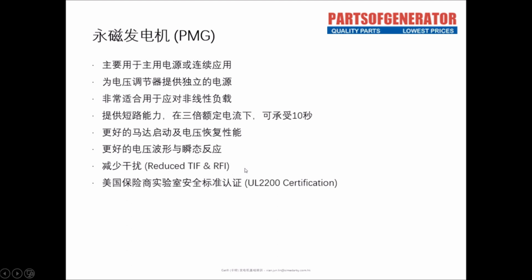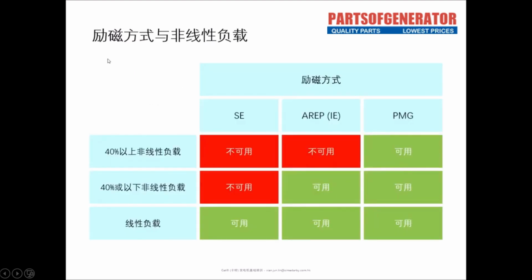The voltage waveform is good, closer to the ideal sine wave. The transient response is also fast, and it has less interference with other equipment. That is, its telephone interference coefficient and radio interference coefficient are relatively small. Of course, it has also obtained the UL 2200 certification from Underwriters Laboratories.